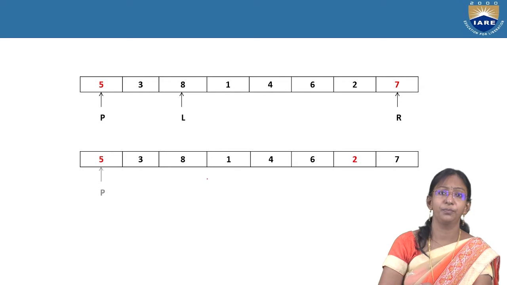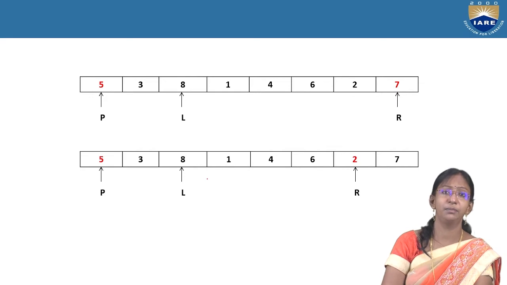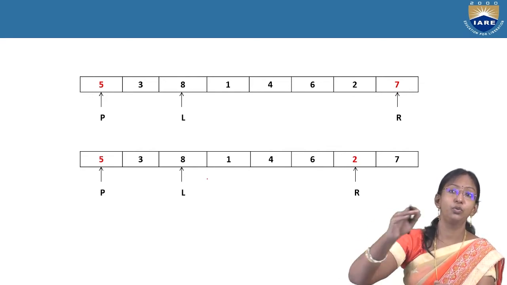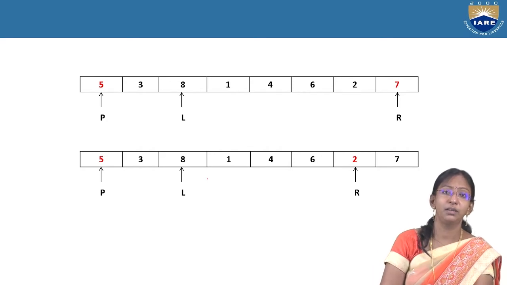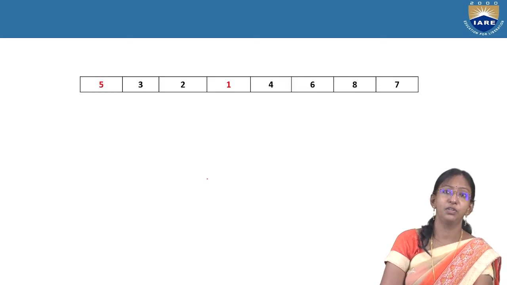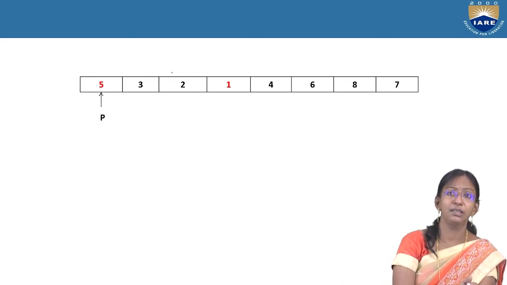So move it. The right is going to halt only when it finds an element which is lesser than the pivot. So 2 is the right element over here. Once you reach here, you have to swap the elements pointed by the left and right. So I hope you can see that 2 and 8, these two elements are swapped.